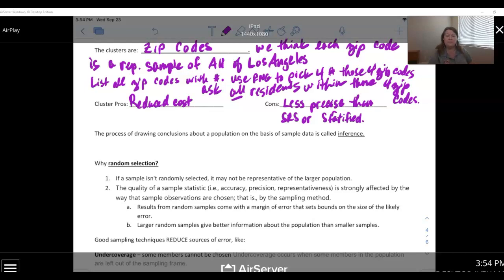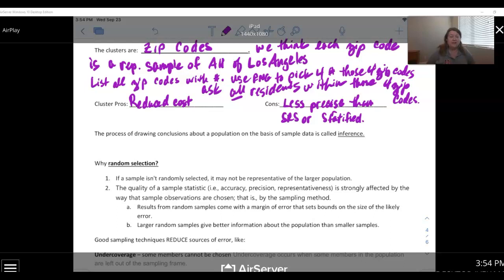Basically, if we're using probability, we're saying anything could happen, likely to happen. We're just going to let chance take its toll on the results. Okay, so results from random samples come with a margin of error that sets the boundaries on the size of the likely error.